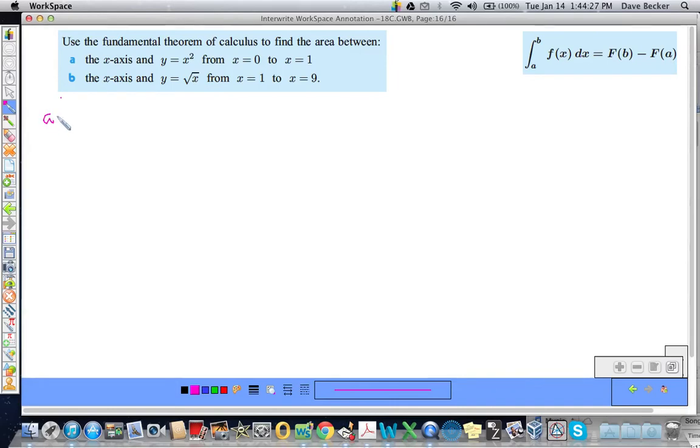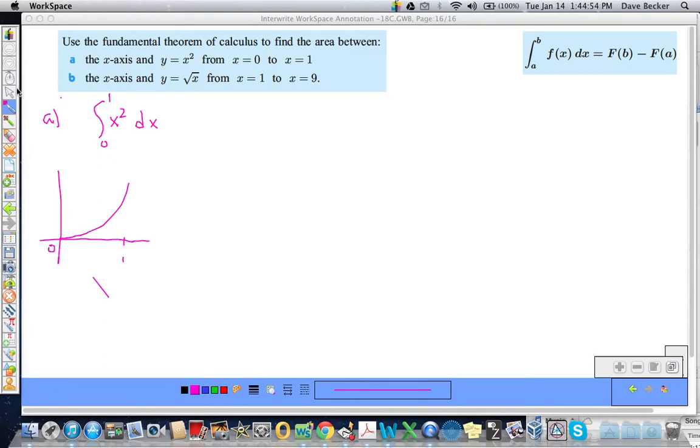Okay, part A, they are saying find the integral from 0 to 1 of x squared dx. Okay, now we did this. We already know the answer is 1/3, but just a quick little sketch. That is a parabola that looks like this, right? And so here's 1 and here's 0. So I'll do a blue line right here, straight down. And again, we are looking for this area here under the curve.